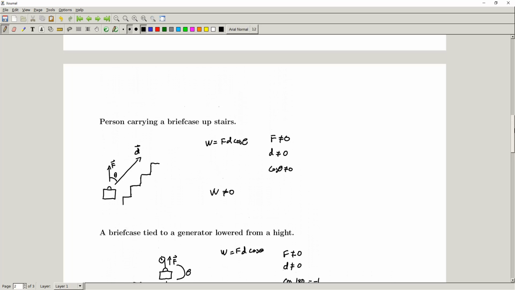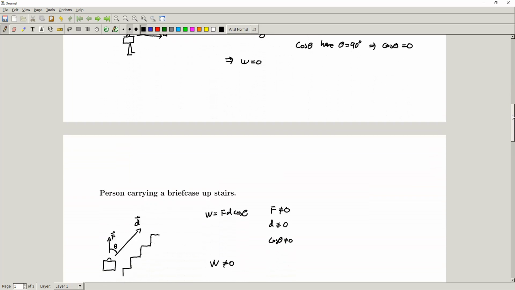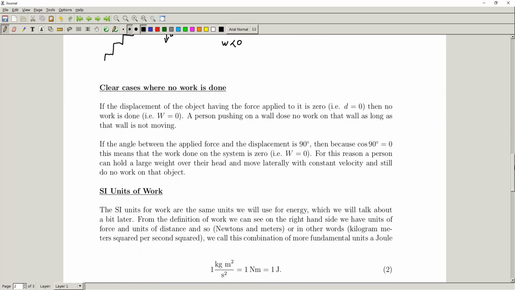There are situations in which the work done will be 0, even if your intuition seems to want to suggest that it shouldn't be. So just keep those ideas in mind as we move forward here. Okay, and so I just sort of summed that up here. Clear cases where no work is done: if the displacement on the object having the force applied to it is 0, i.e. if d is 0, work done on the object is 0.